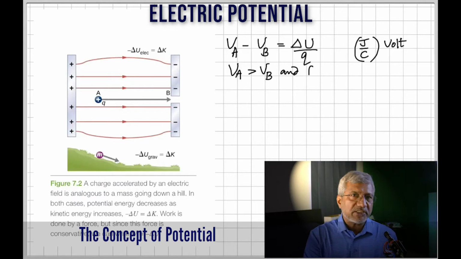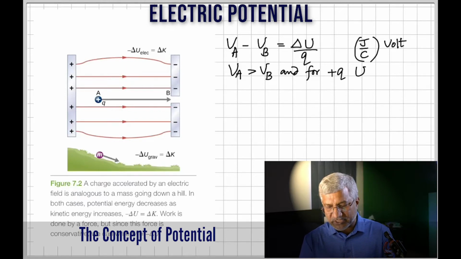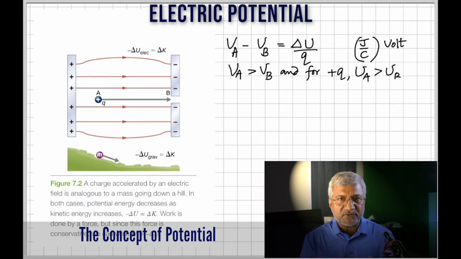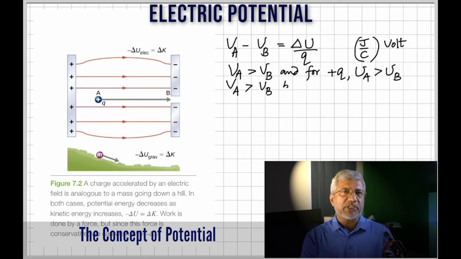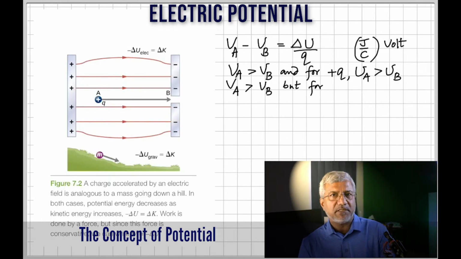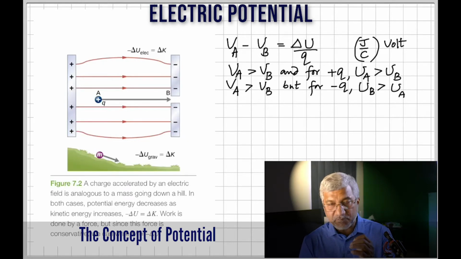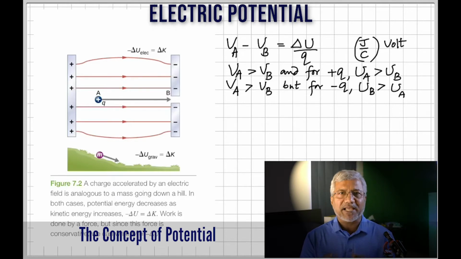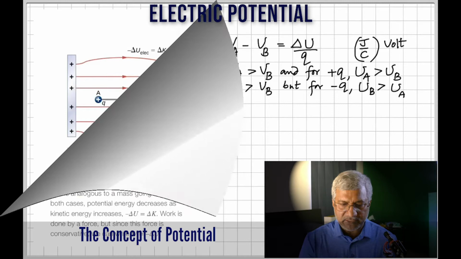So the potential at A is greater than the potential at B, and for a positive charge, potential energy at A is greater than the potential energy at B. But when it comes to a negative charge, again, the potential at A is greater than the potential at B, but the potential energy at B is now greater than the potential energy at A. I hope that makes sense.